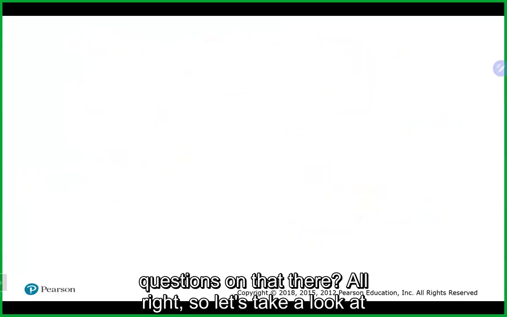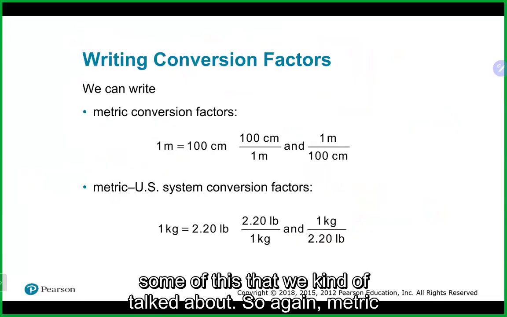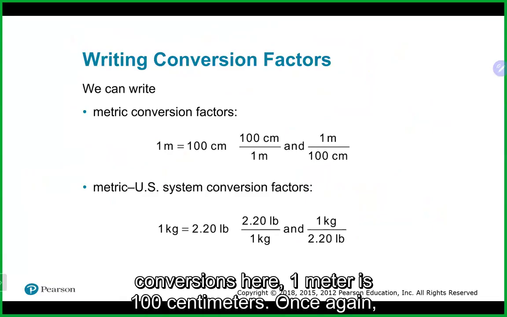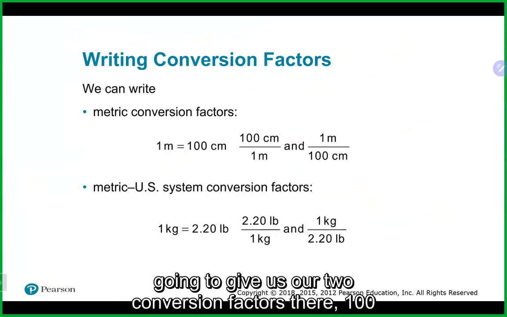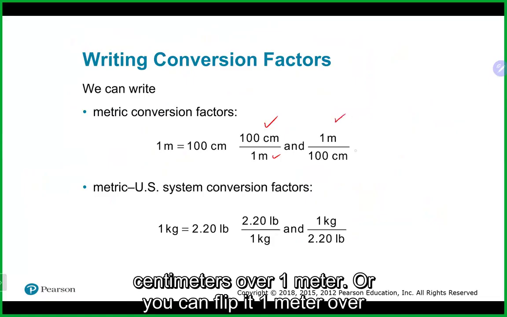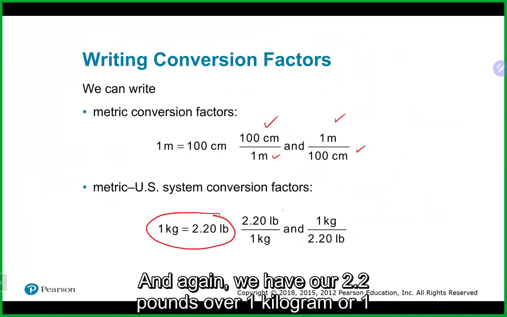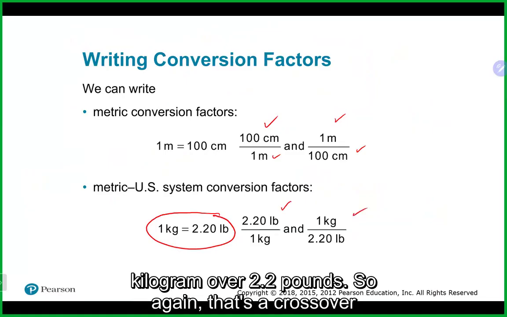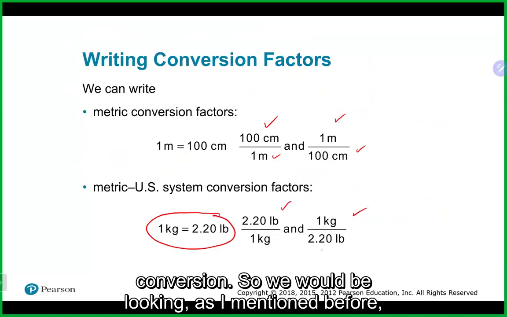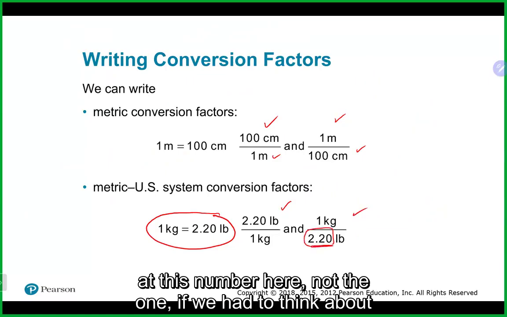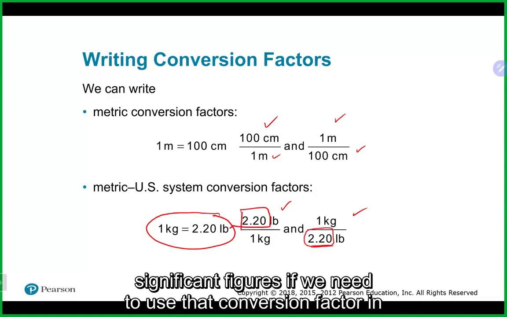All right, so let's take a look at some of this. Again, metric conversions here: 1 meter is 100 centimeters. That gives us our 2 conversion factors: 100 centimeters over 1 meter, or you could flip it, 1 meter over 100 centimeters. This is our metric to English conversion: we have 2.2 pounds over 1 kilogram, or 1 kilogram over 2.2 pounds. That's a crossover conversion. So as I mentioned before, we would look at the 2.2, not the 1, if we had to think about significant figures. That would be considered 3 significant figures if we need to use that conversion factor in a calculation.